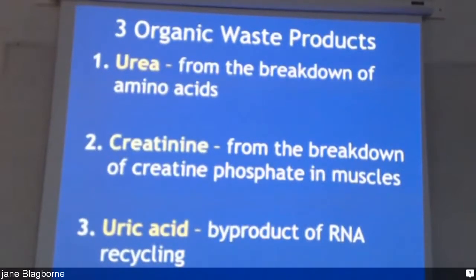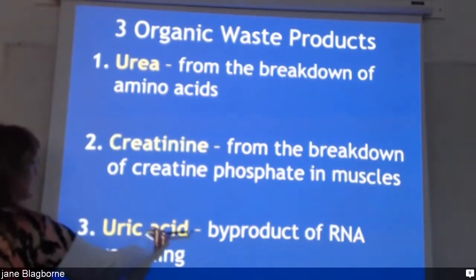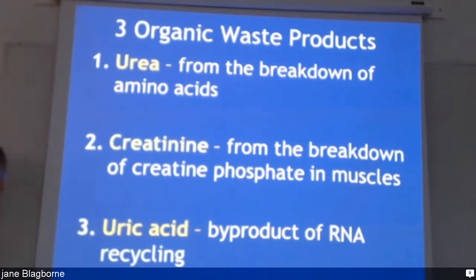The organic waste products that are produced from filtration into urine include urea. You can see these when you do kidney function tests on your lab results. You'll see urea, you'll see creatinine, and uric acid you'll see in people with gout. They have a high uric acid level. That means those crystals usually get into the joints and cause a lot of pain and discomfort.